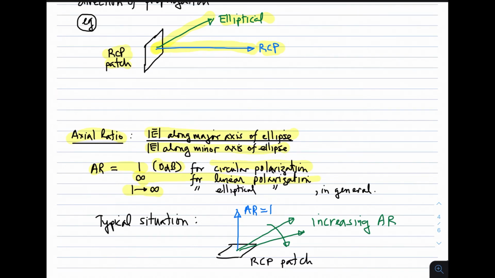And once again, the typical situation is that the axial ratio will increase as you move away from the nominal direction. So for this right circular polarized patch, we get an axial ratio of 1 in the broadside direction, and then increasing axial ratio as we move away from broadside.